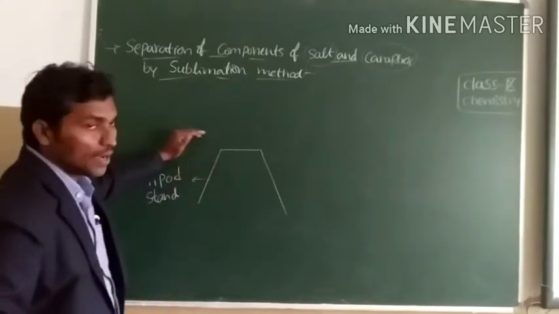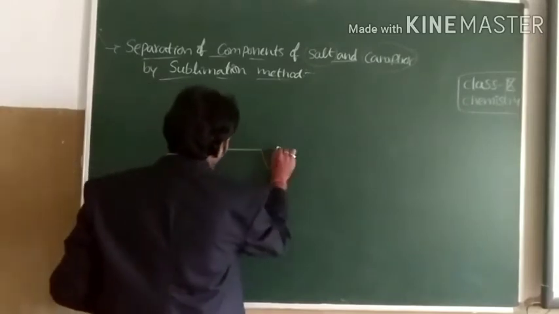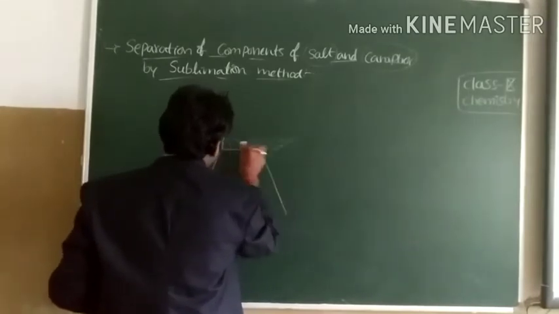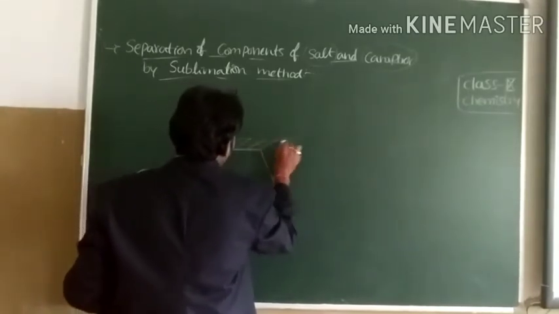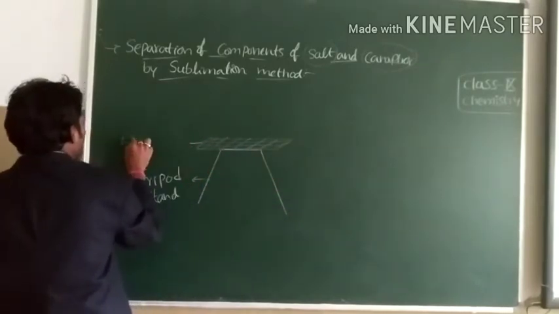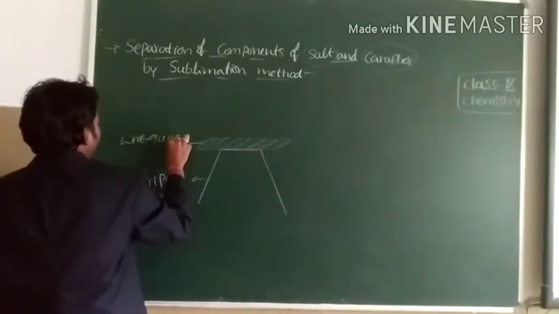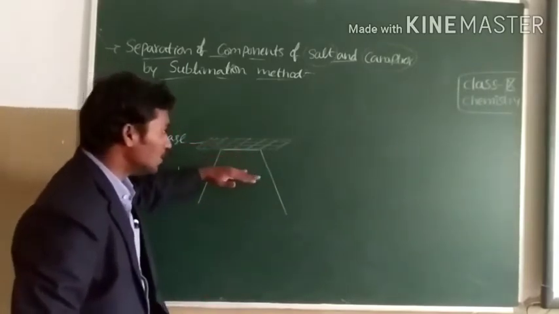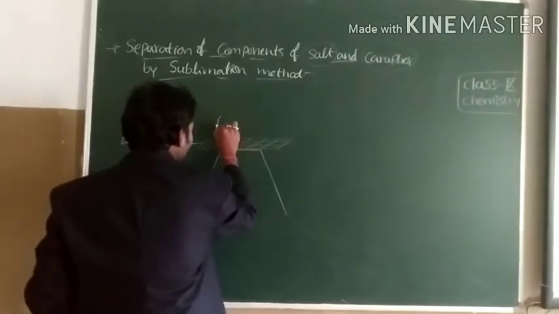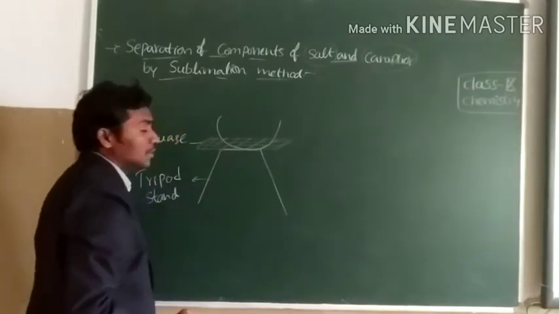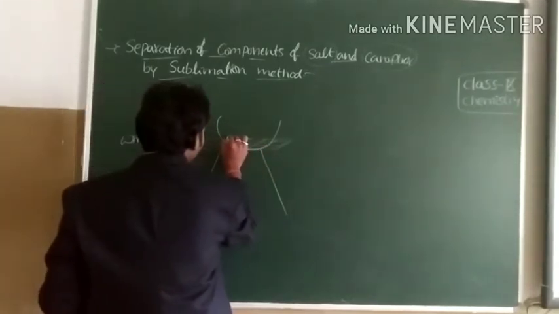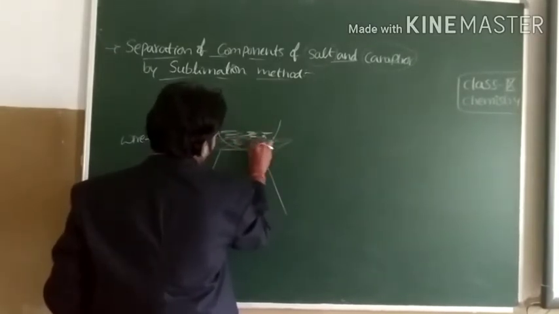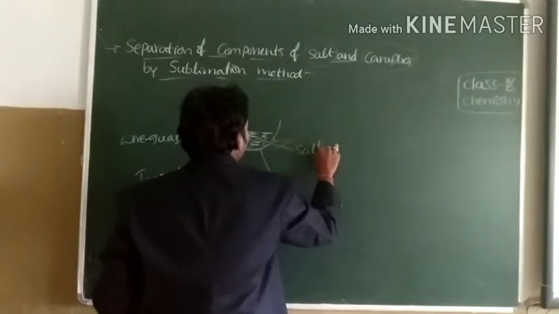We should place a wire gauze over the tripod stand. This is the wire gauze. We have to place the wire gauze over the tripod stand, and over the wire gauze we have to place the china dish which contains the mixture of salt and camphor. It's a mixture of salt and camphor.